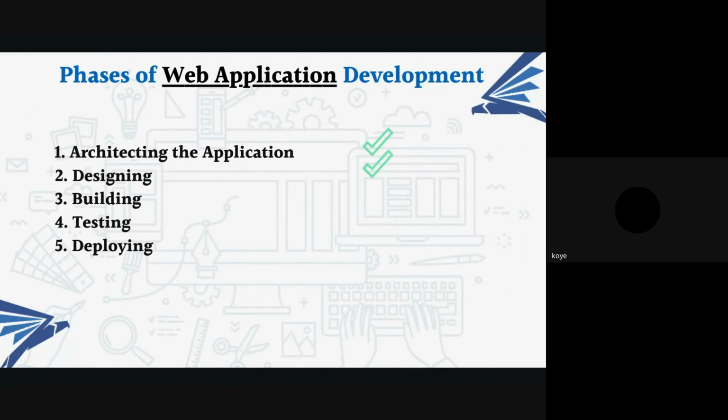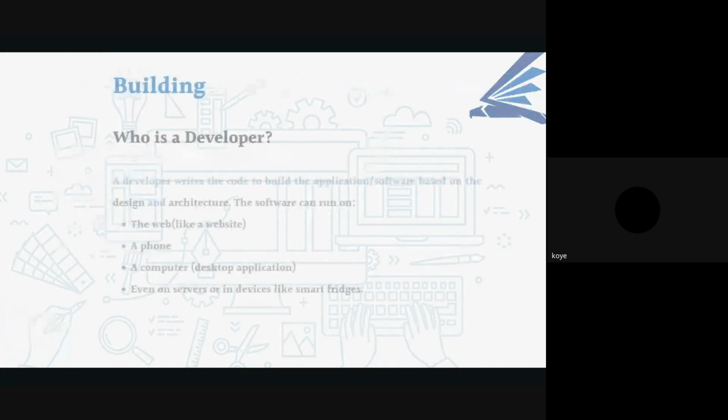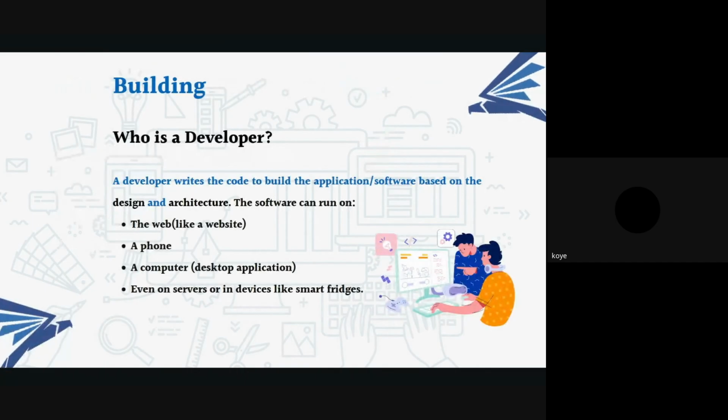Thank you, Mr. Harrison. So we're in the third phase of the application development now, which is the building phase. We start with the developer, who will be building the actual application. So who is a developer? A developer writes the code that we'll use to build the application based on the design and the architecture that have been given in the earlier phases.